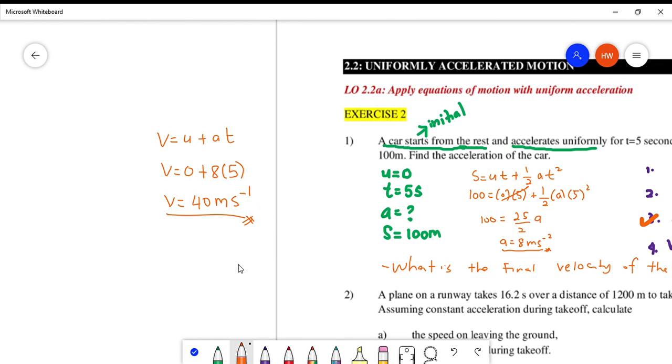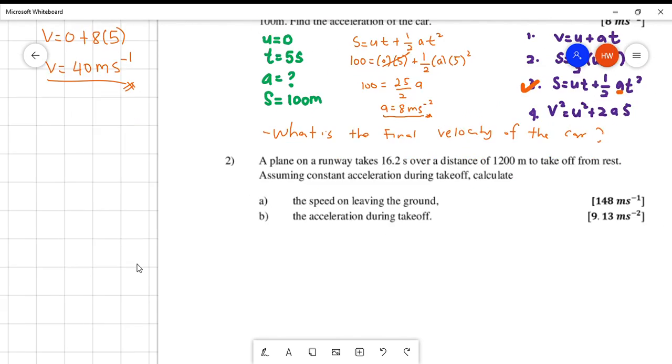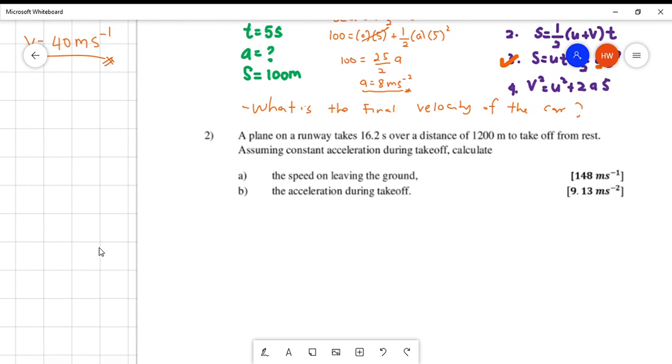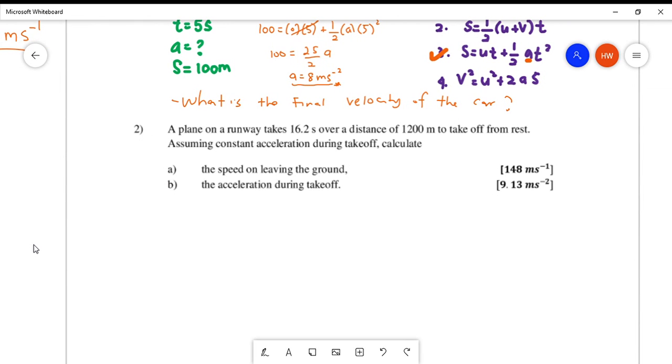Right, kita pergi number 2. Okay, baca nombor 2. A plane on a runway takes 16.2 seconds.